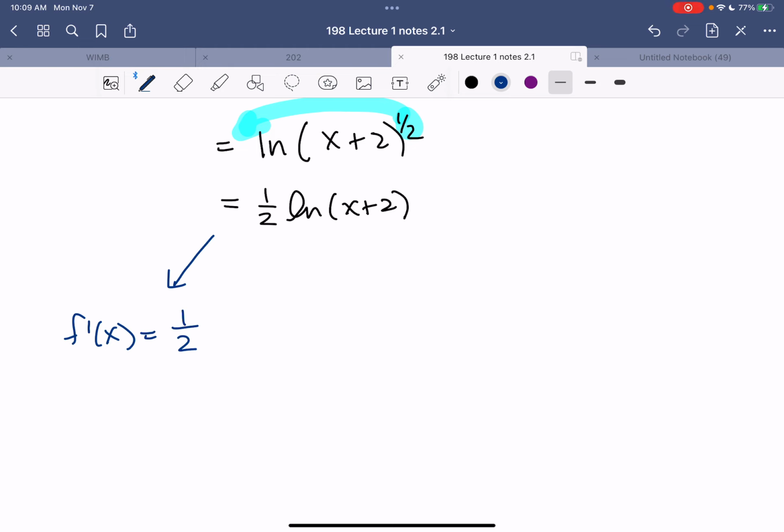The derivative of the natural log is 1 over whatever's there, so x plus 2, times the derivative of what's inside, which is just 1. So this is just 1 over 2 times x plus 2.